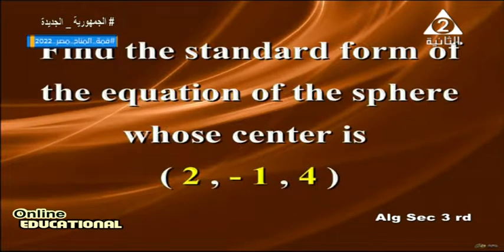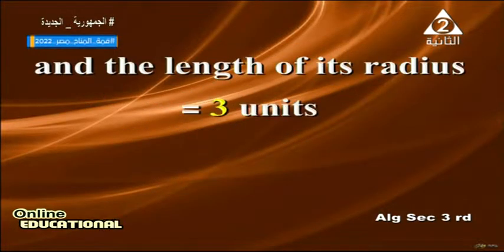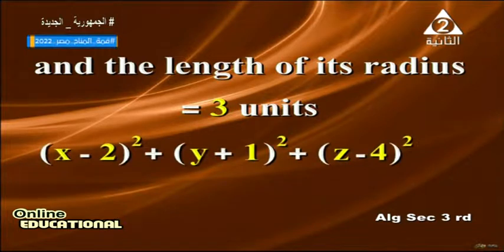Example. Standard form of the equation of a sphere with center (2, -1, 4) and radius 3 units: (x minus 2) squared plus (y plus 1) squared plus (z minus 4) squared equals 3 squared equals 9. This is called the standard form of the equation.